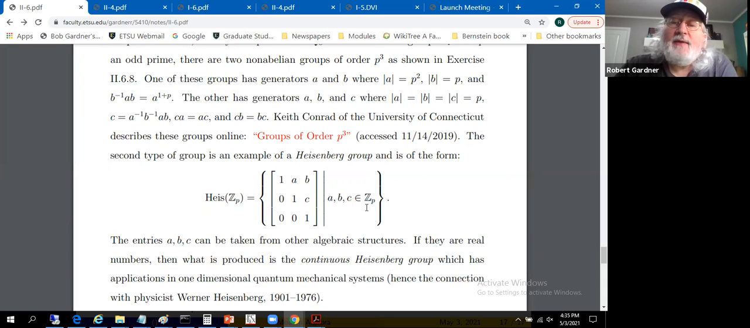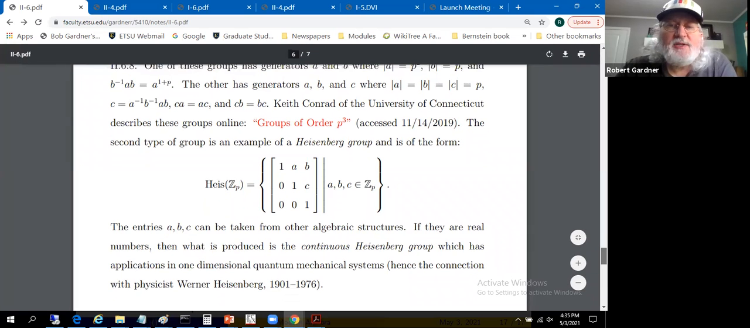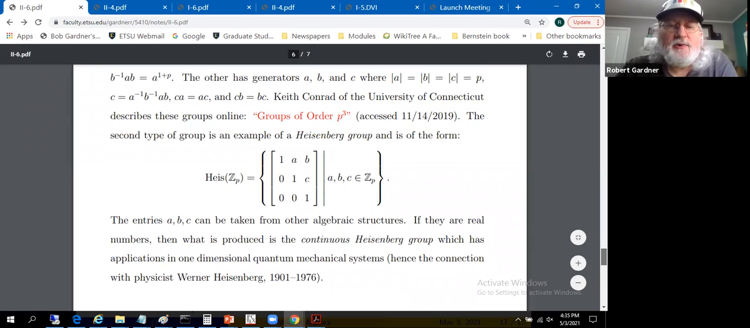Here's some of the finite fields. There's other finite fields to choose from. We could use the real numbers. If we chose a, b, and c to be from the field of the real numbers or the complex numbers, we get something called a continuous Heisenberg group, which apparently pops up in applications in one-dimensional quantum mechanical systems. That's why the physicist Werner Heisenberg, Heisenberg's uncertainty principle guy, that's why his name's associated with this particular group.